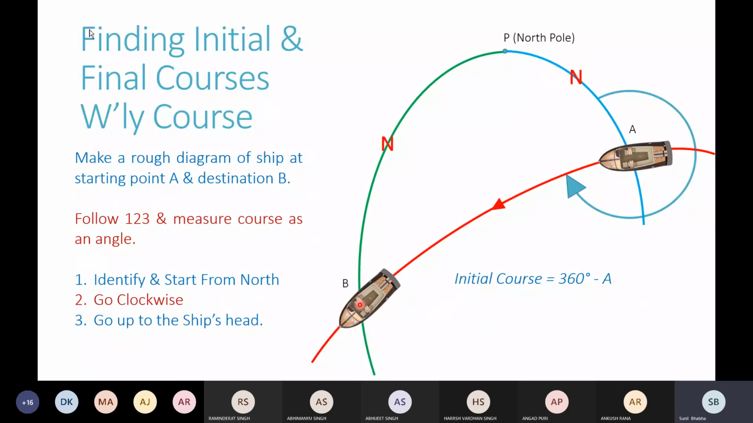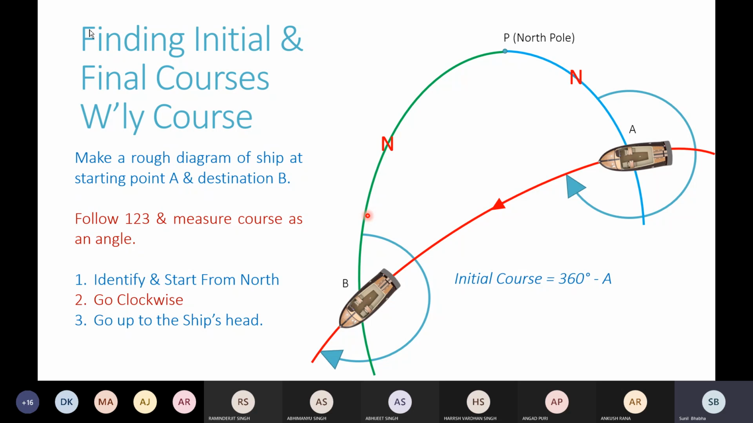Let's come to the destination position now. We have identified the northerly direction. Let's go clockwise from the northerly direction and go up to the ship's head. So this light blue arc and arrow gives us the final course of the ship. Now again, looking at this diagram, what we know from the cosine formula is this internal angle B. What we now require for our final course is the angle represented by the light blue arc going up to the ship's head. So how do we find it? Now for this, 180 plus.